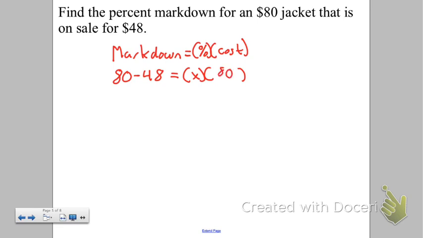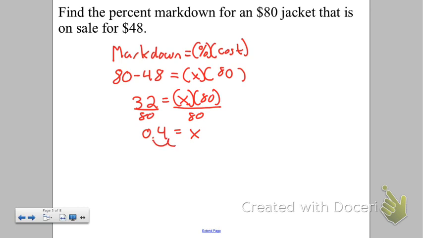When I do 80 minus 48, my answer is 32 equals X times 80. To solve this for X, I'm going to divide both sides by 80. 32 divided by 80 is 0.4 equals X. So I need to turn this number back into a percent. So I'm going to move my decimal 2 times to the right. So I have a 40% markdown.